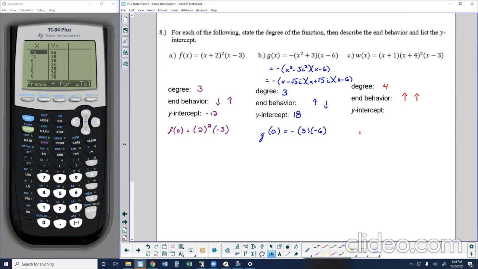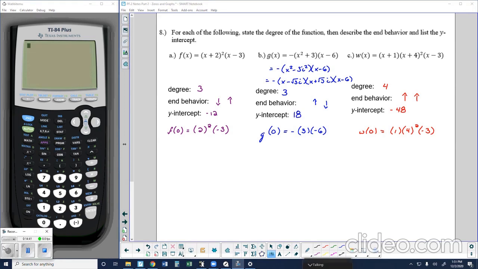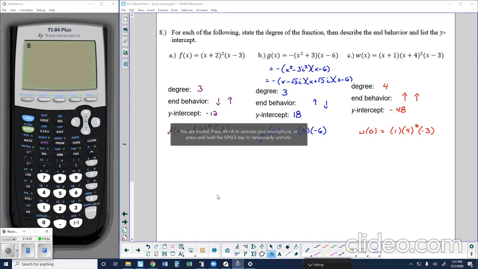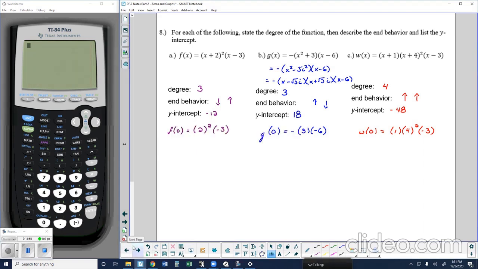The y-intercept would be found, again, by substituting in 0. So you get 1 times 4 squared times a negative 3, which would be negative 48. So you should have a degree of 4, end behavior where it's going up both to the left and to the right, and the y-intercept of negative 48. Now let's go ahead and take a look at how we can combine these ideas to get into graphing polynomials.